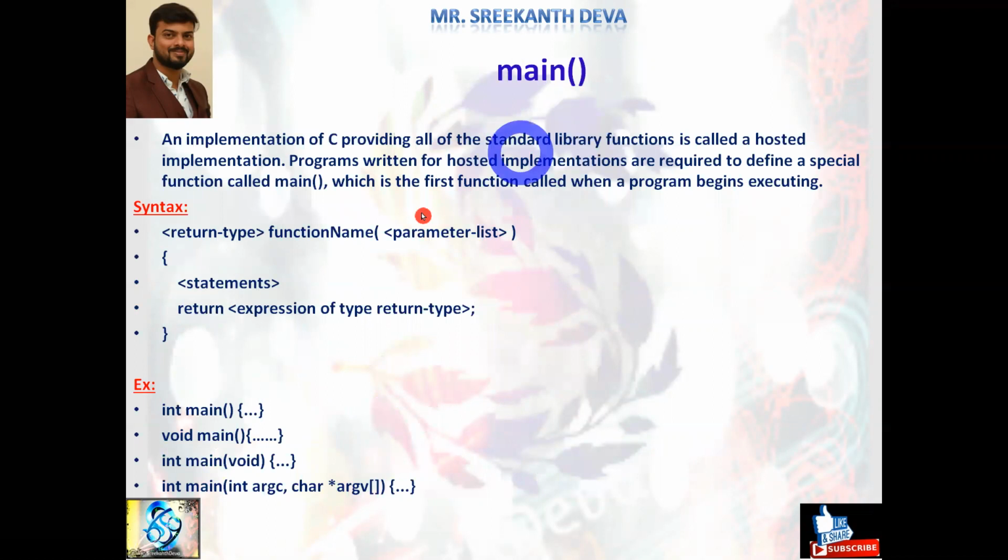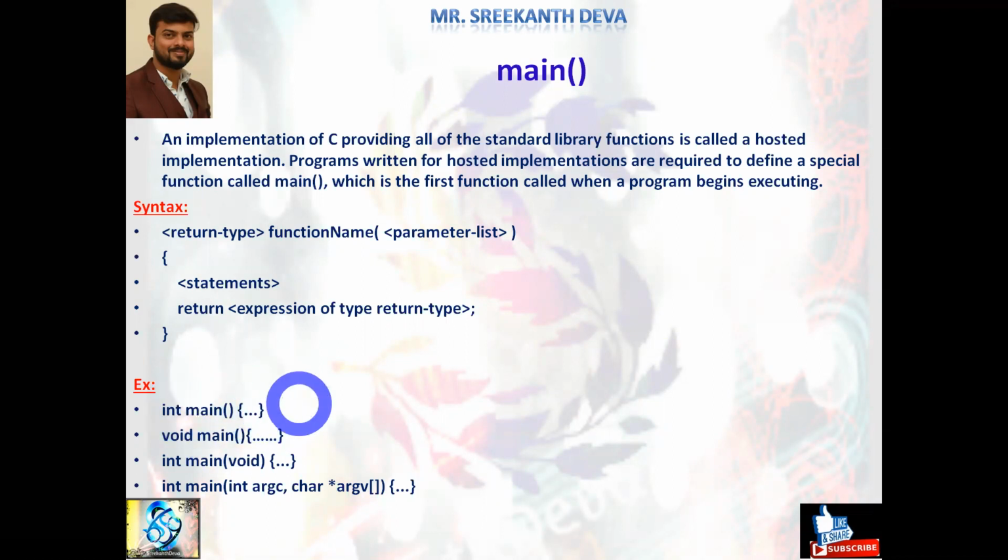Next, the main function. An implementation of C that provides all of the standard library functions is called a hosted implementation. Programs written for a hosted implementation are required to define a special function called the main function. The main function is the entry and exit point for all programming languages. Most high level programming languages have it, and in the C language as well, it is the entry and exit point. The flow of execution, declaration, everything starts and ends with it.